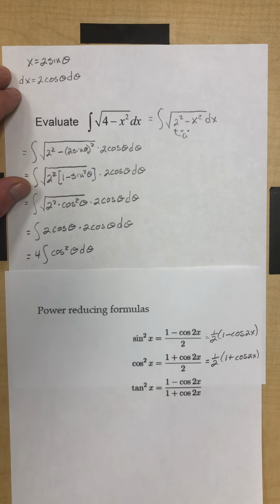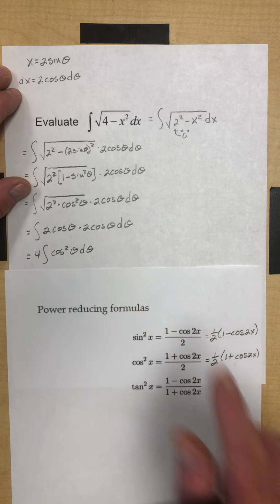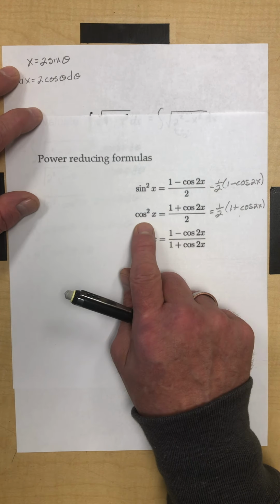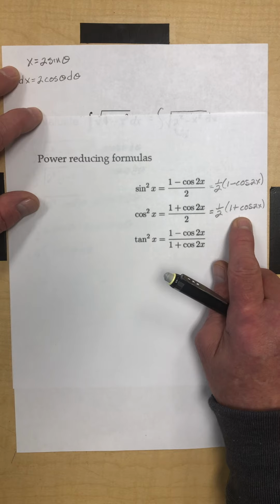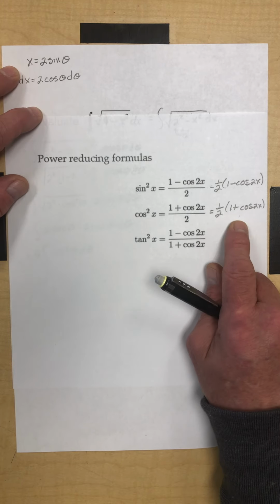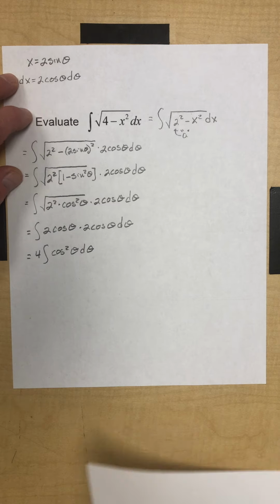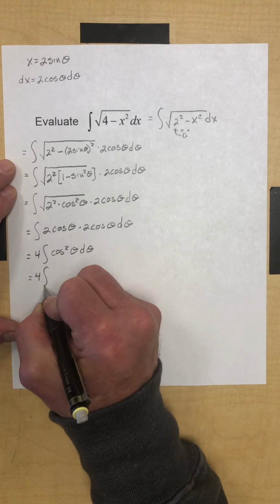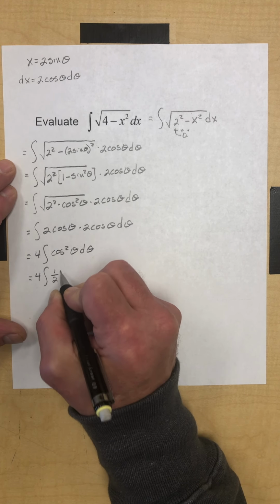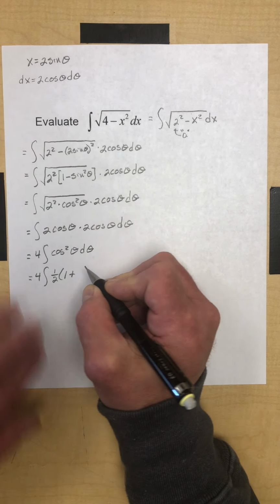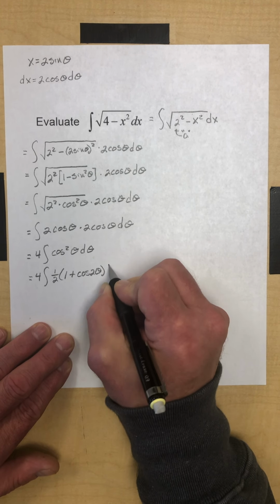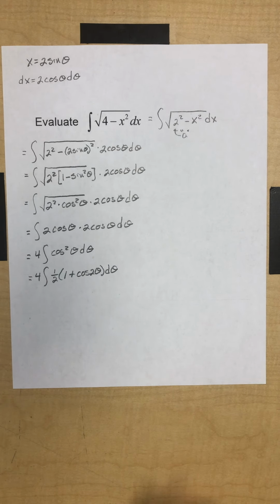I want to get that cosine squared theta down to cosine theta. So if I use this second one right here, notice it takes cosine squared down to cosine. If I use this and substitute that in there, I'm going to get 4 times the integral of 1/2 times the quantity of 1 plus cosine of 2 theta d theta. So far, so good.